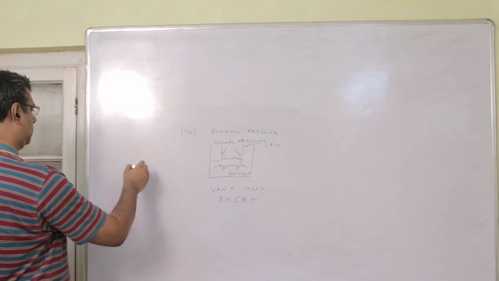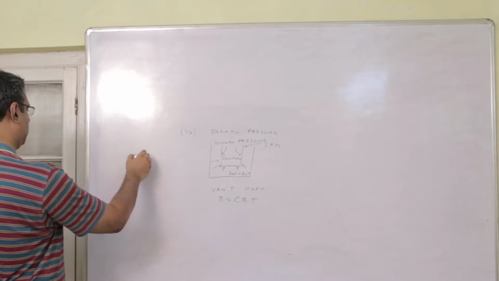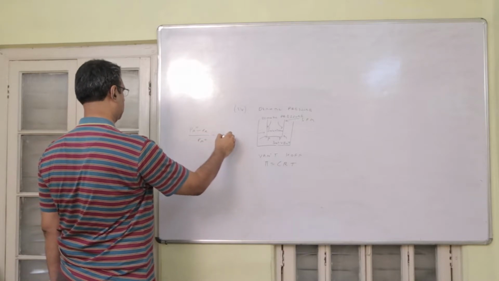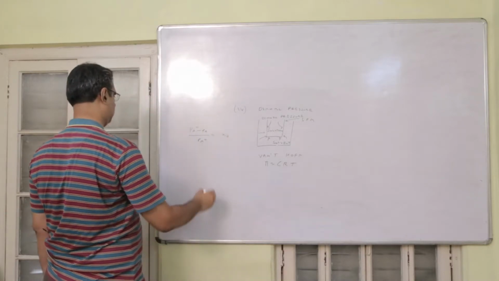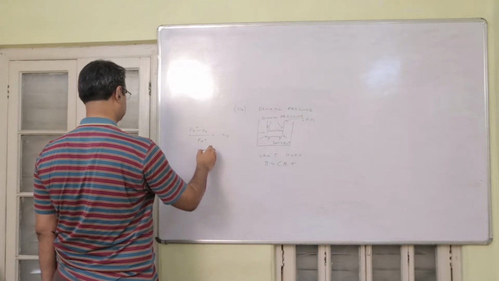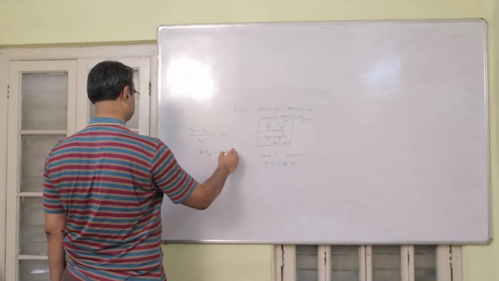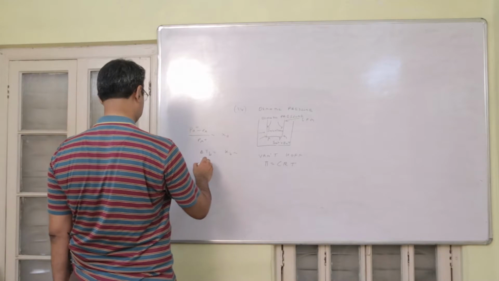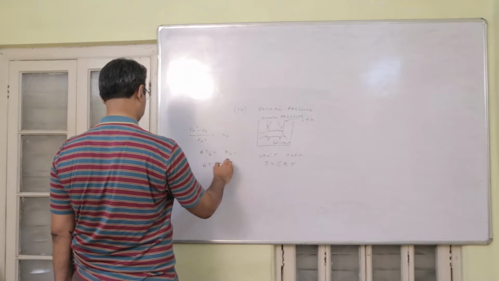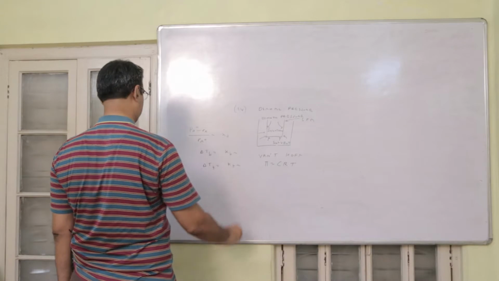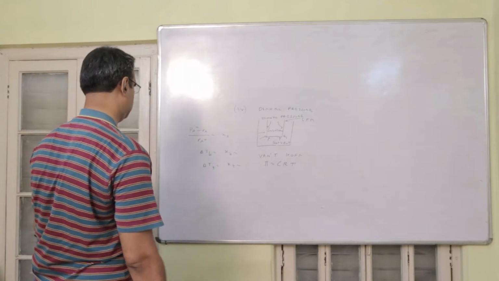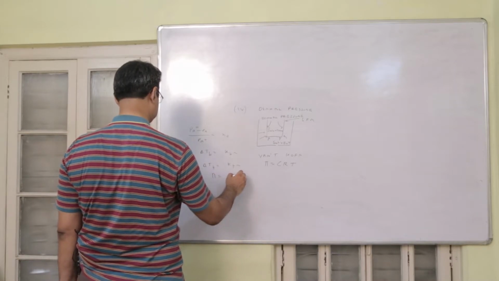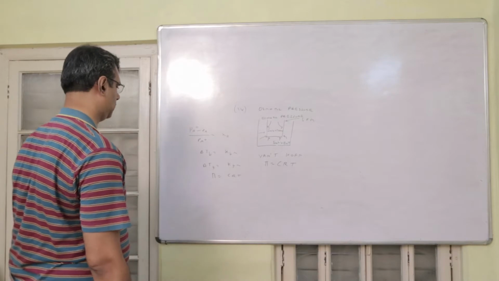Now, in all the colligative properties we have discussed till now, the first one was relative lowering of vapor pressure, the second one was elevation in boiling point, the third one is depression in freezing point, and the fourth one is osmotic pressure.